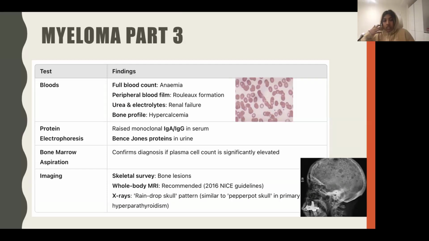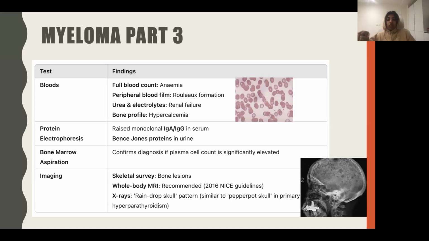So hypercalcemia. And then the way to diagnose myeloma is protein electrophoresis, and you will see a raised monoclonal IgA or IgG in serum. The most common proliferating immunoglobulin in myeloma is IgA, so remember that it's IgA. And you can also see Bence-Jones protein in the urine. You can do a bone marrow aspiration to confirm diagnosis if the plasma cell count is significantly elevated. You can do imaging, so you would want to do a whole body MRI.